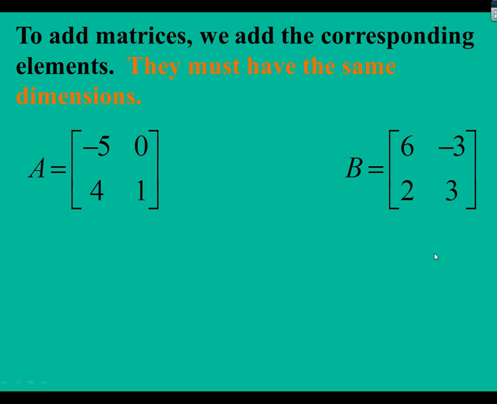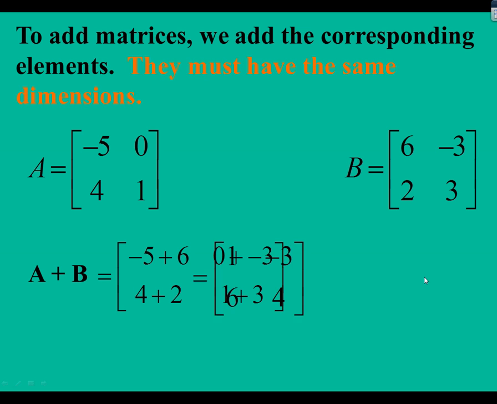If I want to add these up, all I'm going to do is add the corresponding parts. So the row 1, column 1 part of this matrix gets added to the row 1, column 1 part of this matrix. So we just get -5 plus 6, we're going to add up the 0 and the -3, etc. And we end up getting something like that. Make sense? Easy. That's all there is to it.